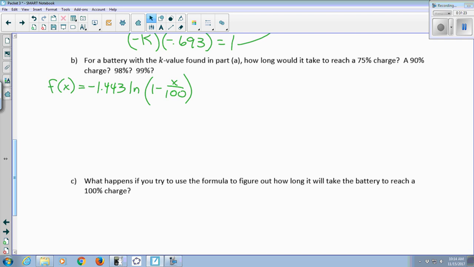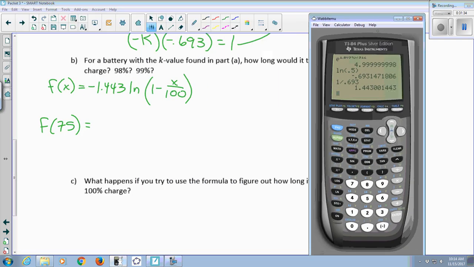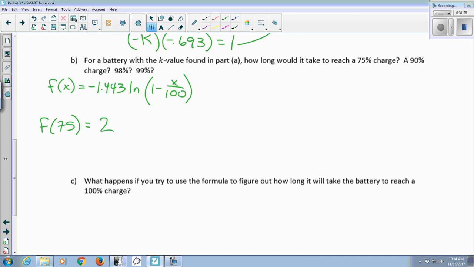So now I just want to know how long it takes to reach a 75% charge. So I'm going to do f of 75. So just type this into my calculator. Negative 1.443 times the ln of 1 minus 75 over 100. So I'm just putting in a 75 for the x there. And I get about 2 hours.